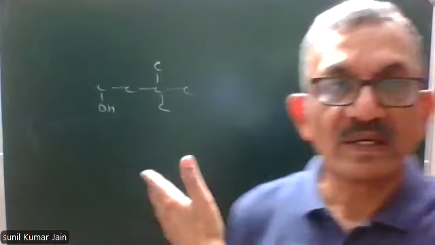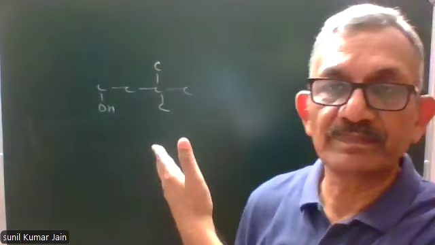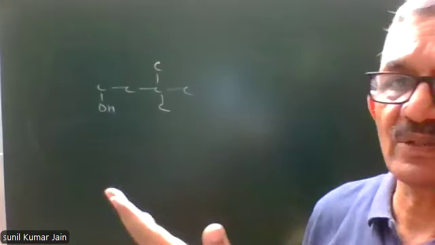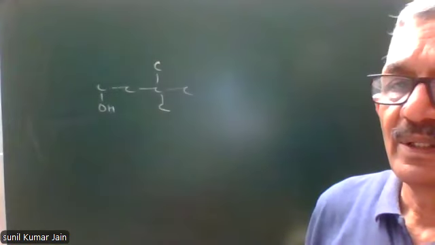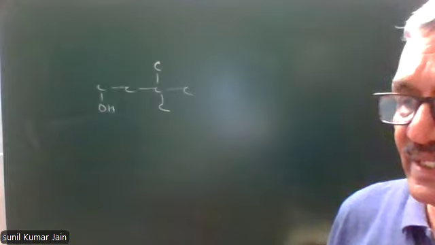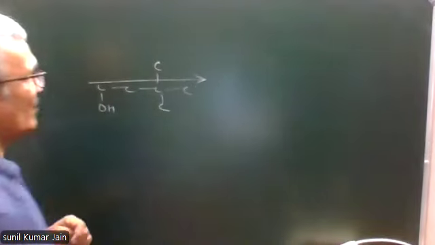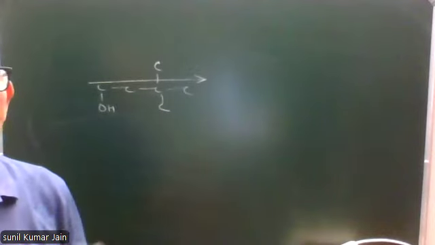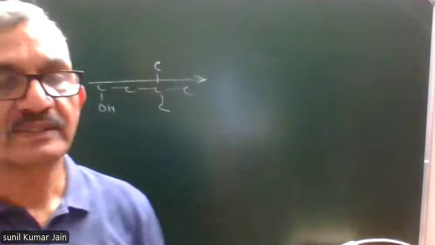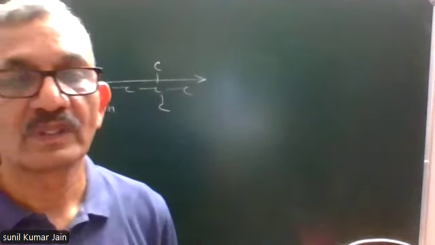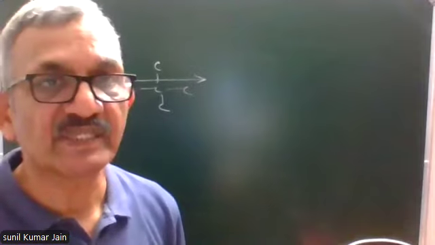Next. What is the common name? Neohexyl alcohol. In this direction, IUPAC: 3,3-dimethyl 1-butanol.